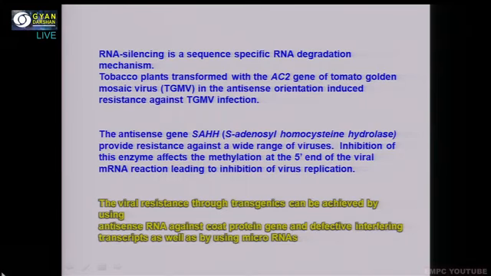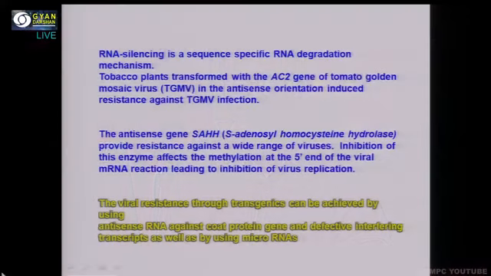Similarly, people have shown that there is an antisense gene, SAH1, which provides resistance against a wide range of viruses. Similarly, the AC2 gene of tomato golden mosaic virus. If you transform tobacco plants with this AC2 gene cloned in an antisense orientation, then you find viral resistant plants. So all these suggest that transgenic plants can be generated which are tolerant or resistant to different pathogens, including insects.